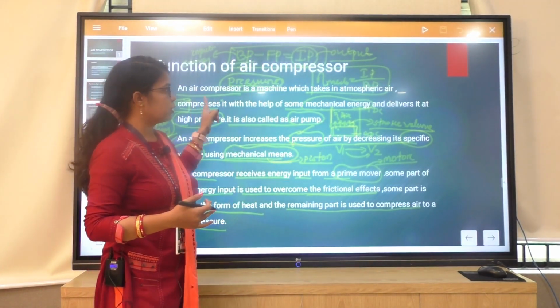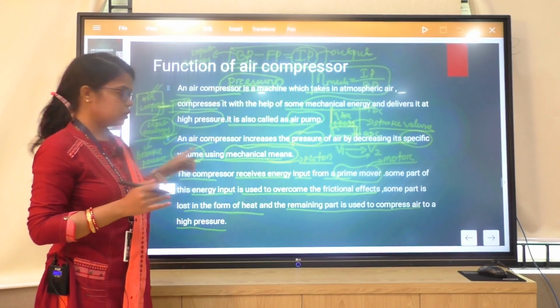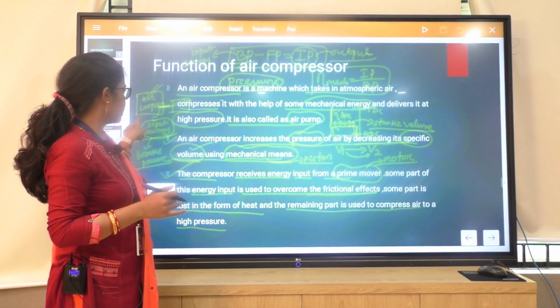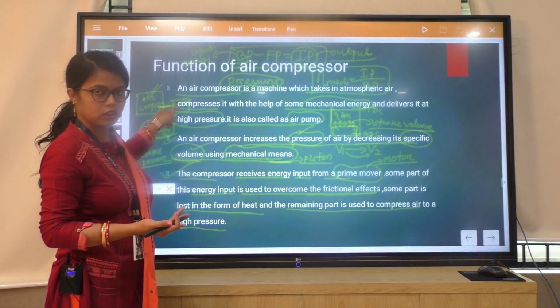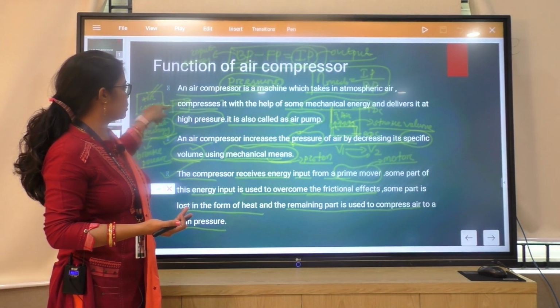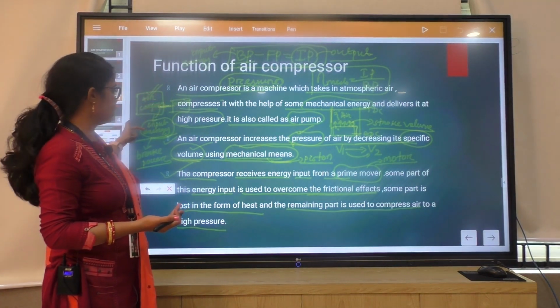But in case of air compressor, brake power is the input. Why is brake power the input? I told you, because we are supplying the electricity, we are providing the energy, and that energy is responsible for the running of the shaft, and that is called input energy.